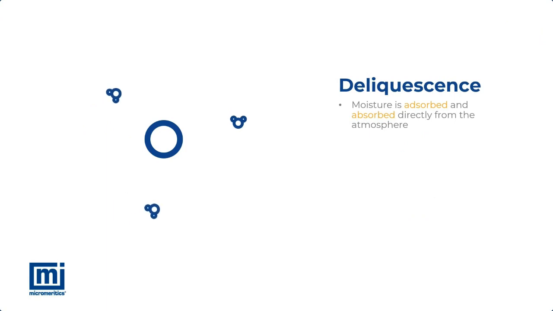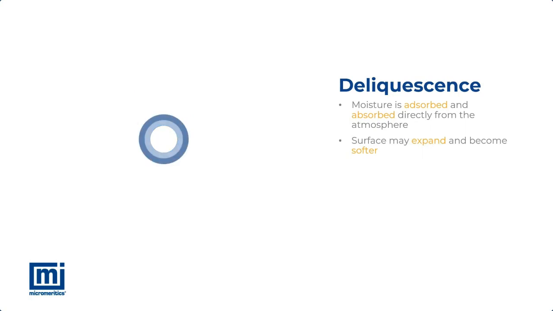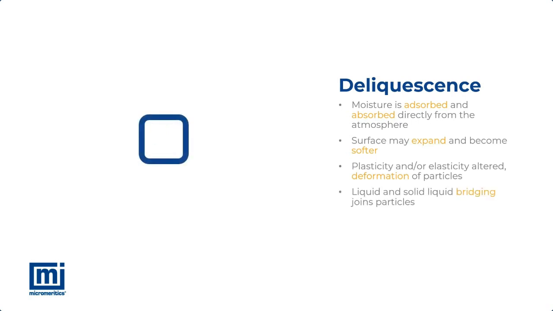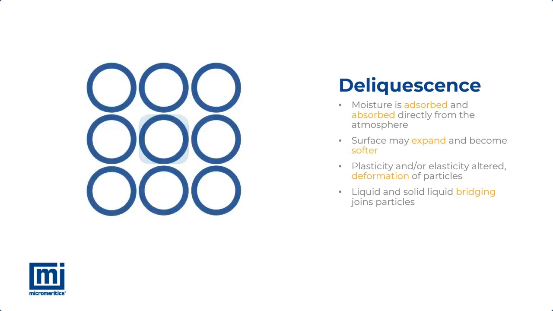Predominantly, moisture-induced caking takes the form of deliquescence at the particle scale. Moisture is absorbed and adsorbed from the atmosphere, which can lead to expansion and softening of the particle, which in turn allows for the deformation of the surface. At this point, liquid and solid bridging can lead to mechanical bonding between particles, and chemical reactions can lead to alteration of the particle properties. Depending on the exact nature of this deliquescent behaviour, this process may be irreversible, or it may be partially or wholly reversible.